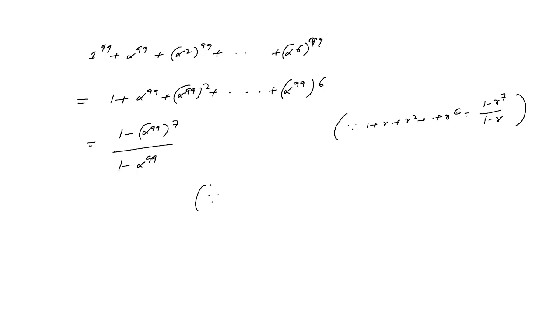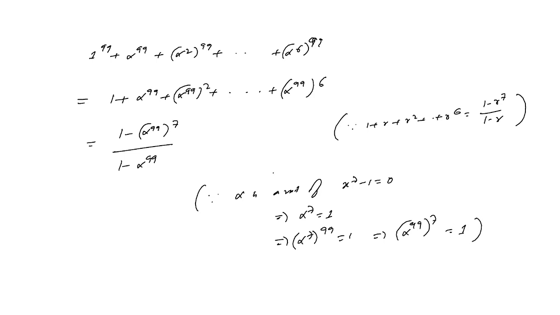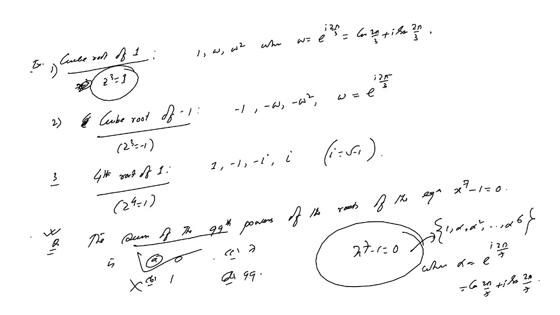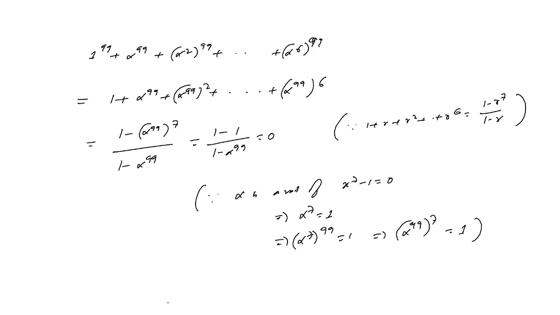Now just think, alpha is a root of x to the power 7 minus 1 equals 0, so it satisfies the equation. So alpha to the power 7 equals 1. Here we can write alpha to the power 7 whole to the power 99 equals 1. That means alpha to the power 99 whole to the power 7 is also 1. So this is basically 1 minus 1 by 1 minus alpha to the power 99. So the value is basically 0. So the correct option is option A, and all other options are false. This is one of the good questions, and you can recall it, and it will help you strike out the options within 5 seconds.